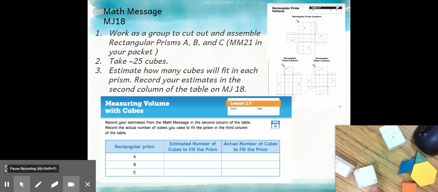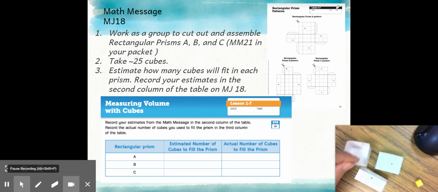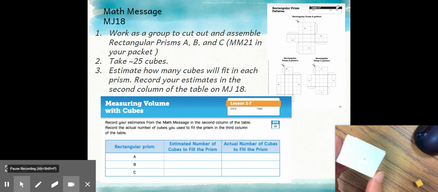Why would I not want to measure volume with these shapes? Why would I want to measure volume with a cube like this? Why would this be better? So take a moment to think about how many of these cubes will fit into prism A, prism B, and prism C. So I will show you each of these. You can also look at your activity sheet 1 or at this Google slide because it might come in handy.